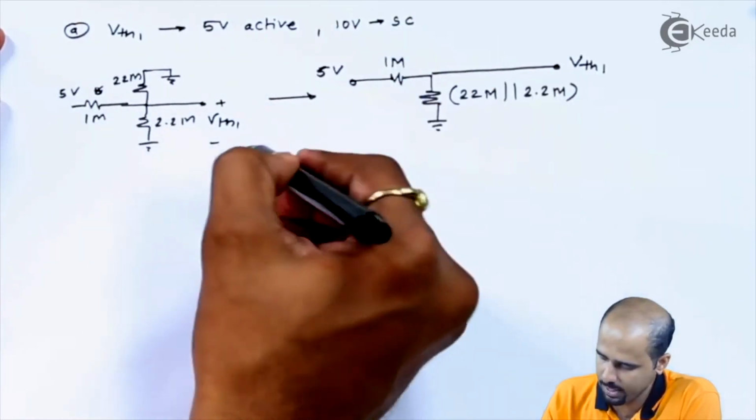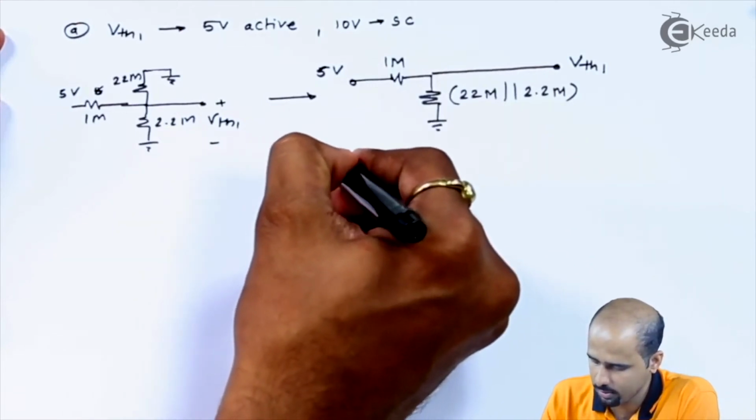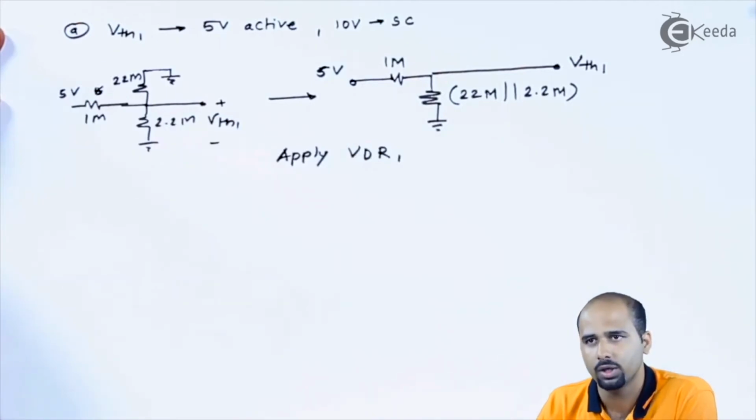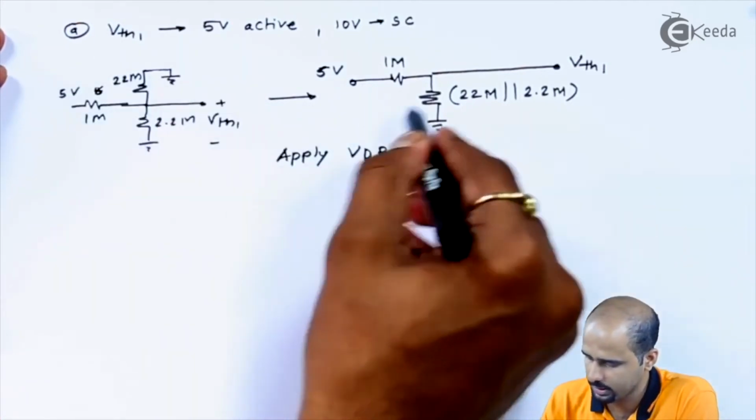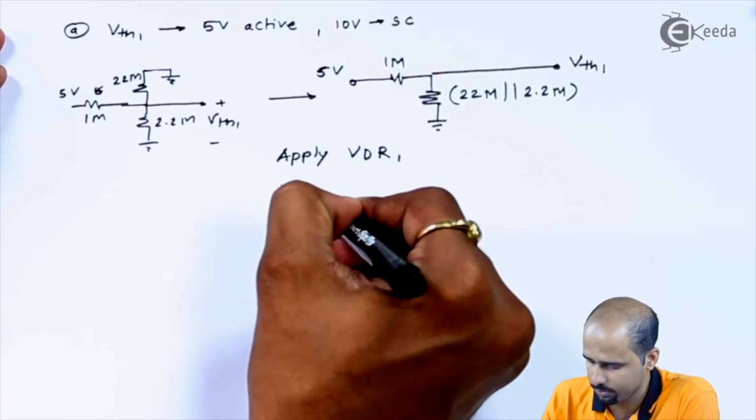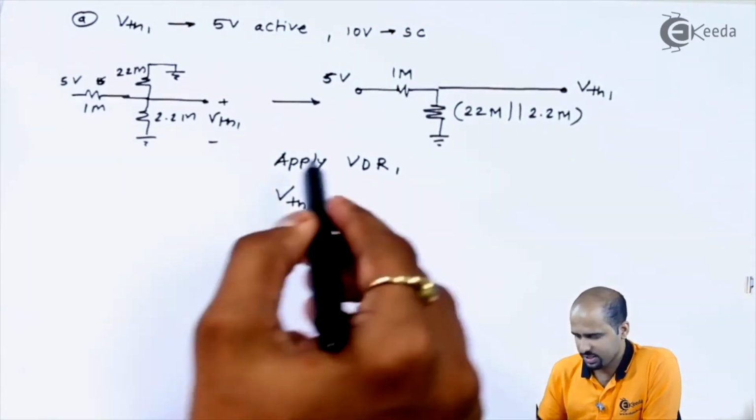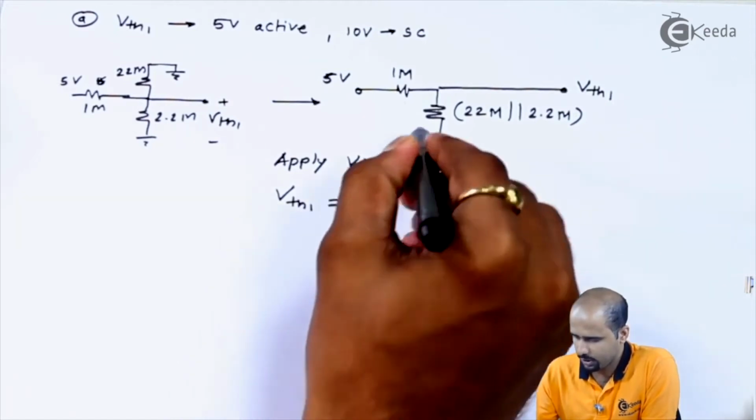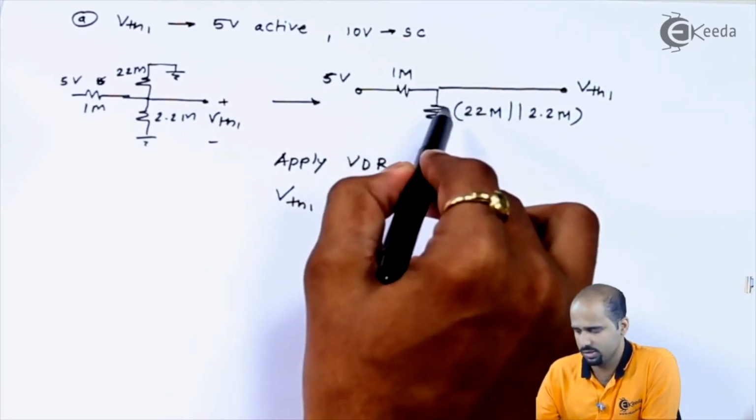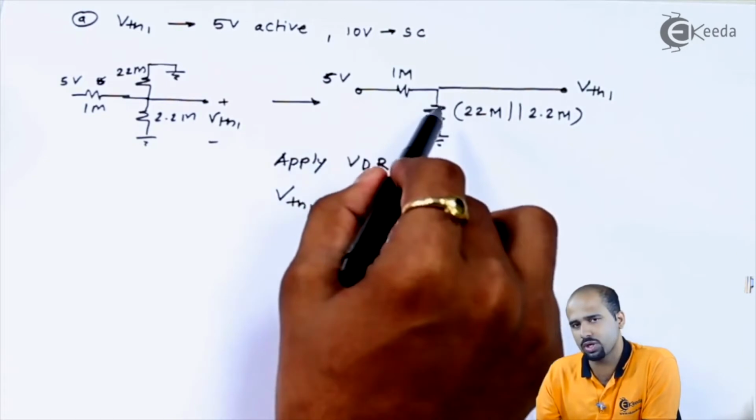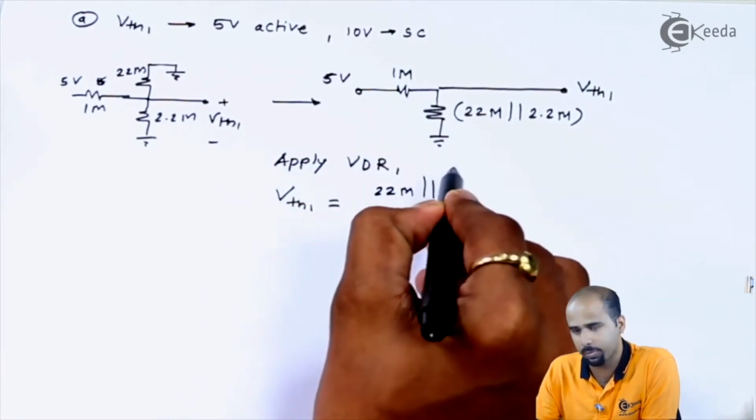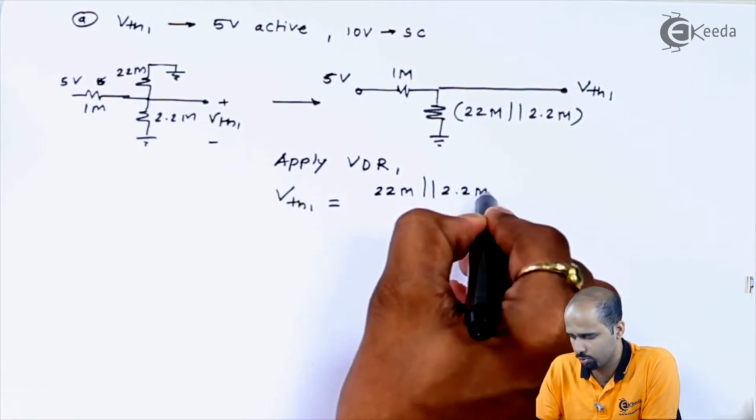So we will just apply VDR, the voltage divider rule. So this is VTH1. Now let's apply VDR. VTH1 will become this resistance divided by the summation of these two resistances. So I can say that 22 mega in parallel with 2.2 mega.